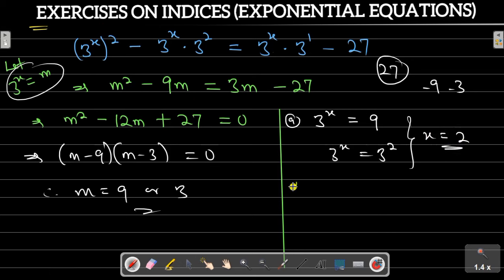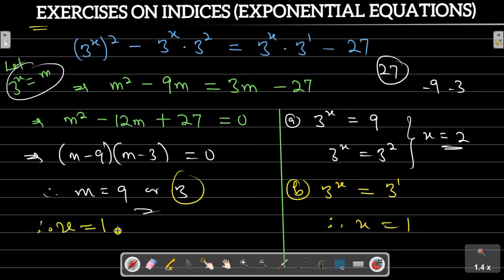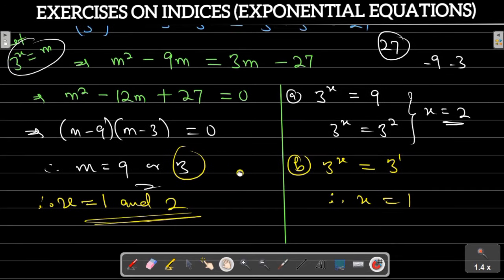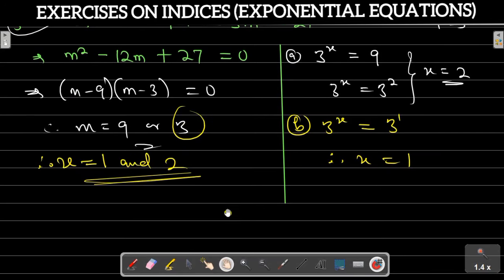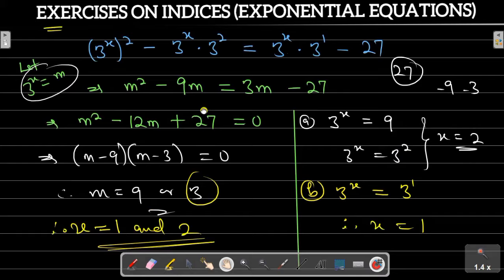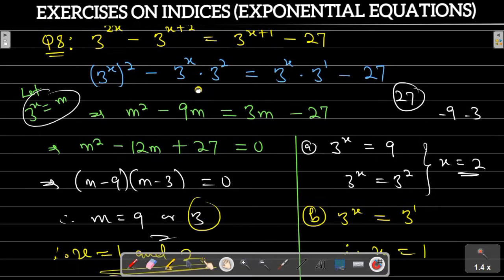Okay, and then in the second case, our 3 to the power of x is equal to the second value of m, which is 3, and that's power 1. So our x there is equal to 1. So here again we have two values for x, which are x equal to 1 and then x equal to 2. Okay, and that is the solution for problem 8. All right, beautiful.